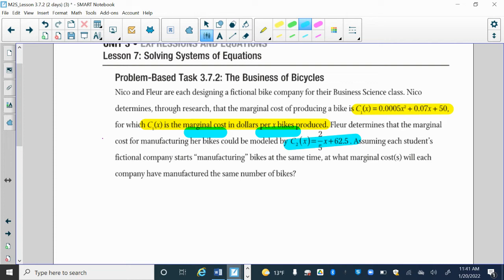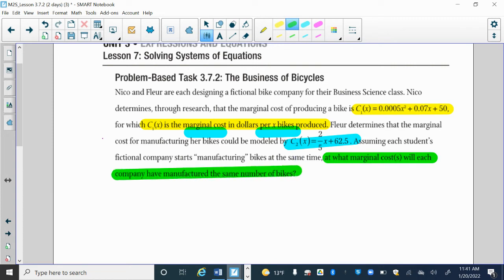Okay, so it says, assuming each student's fictional company starts manufacturing bikes at the same time, our question says, at what marginal cost will each company have manufactured the same number of bikes? Okay, so it's basically saying find the intersection point of these two functions here, right? These functions representing their marginal cost per X bikes. So we're finding where these two functions cross. Don't get confused by the subscripts in the function notation here. Remember, function notation is just another way to say y.